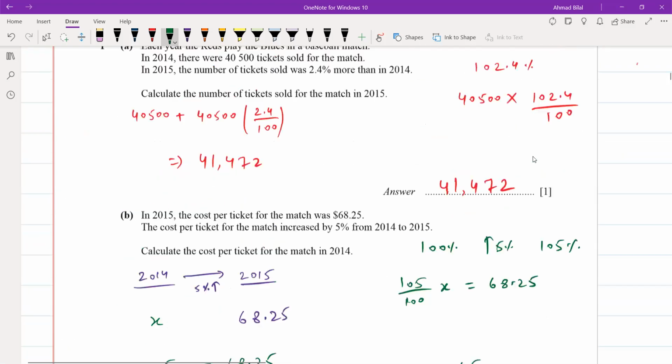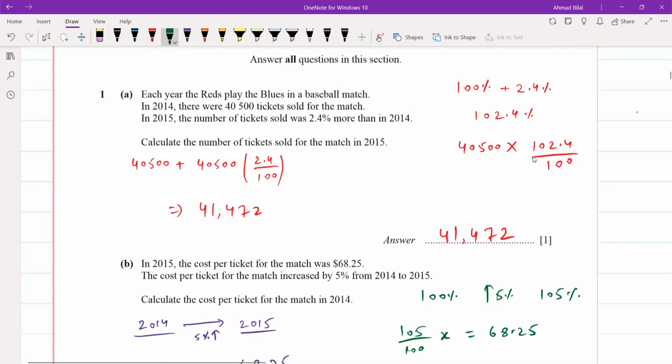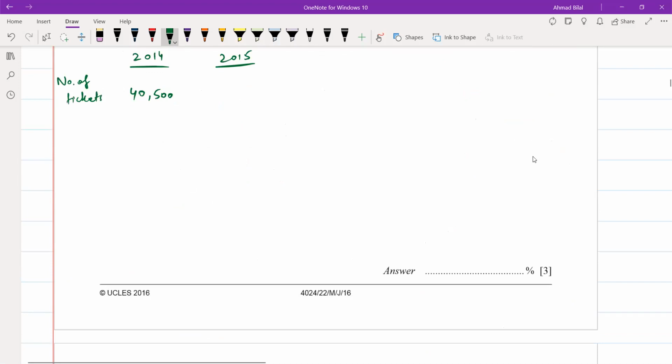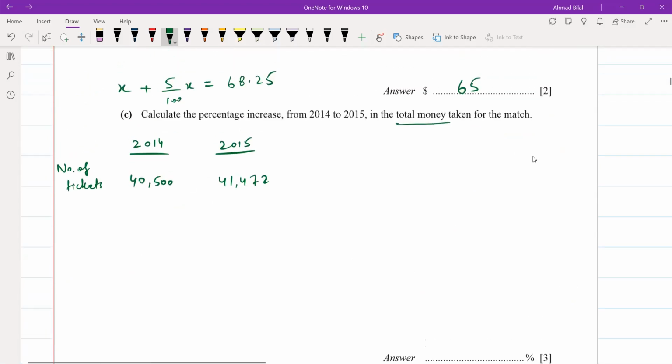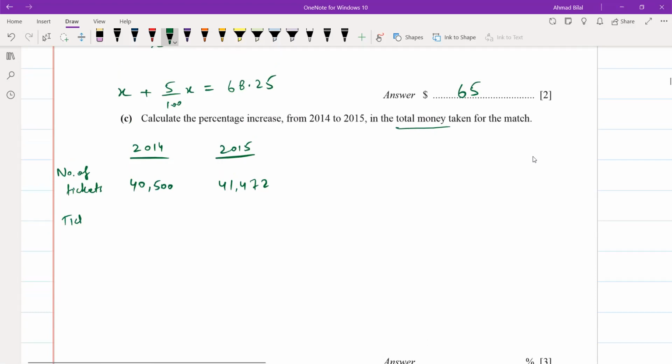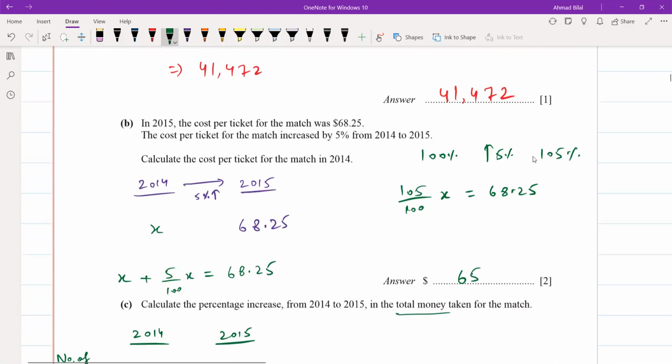What about 2015? We calculated that in the first part, that was 41,472. Okay, so the number of tickets is done. Then we have the ticket price, what was it?